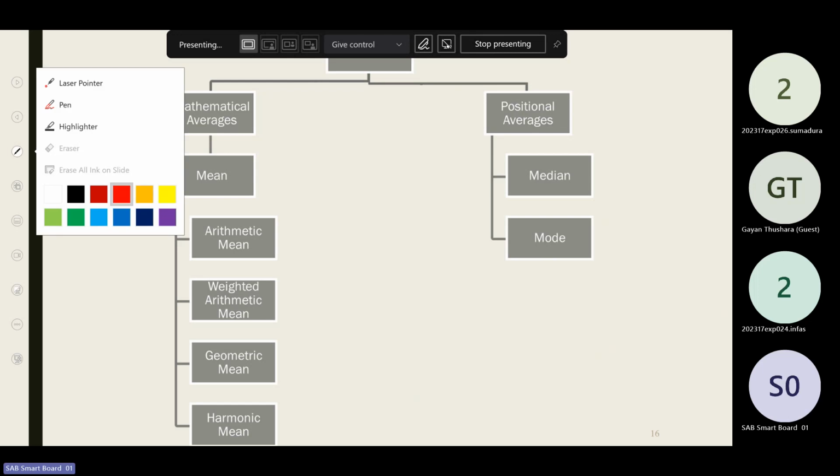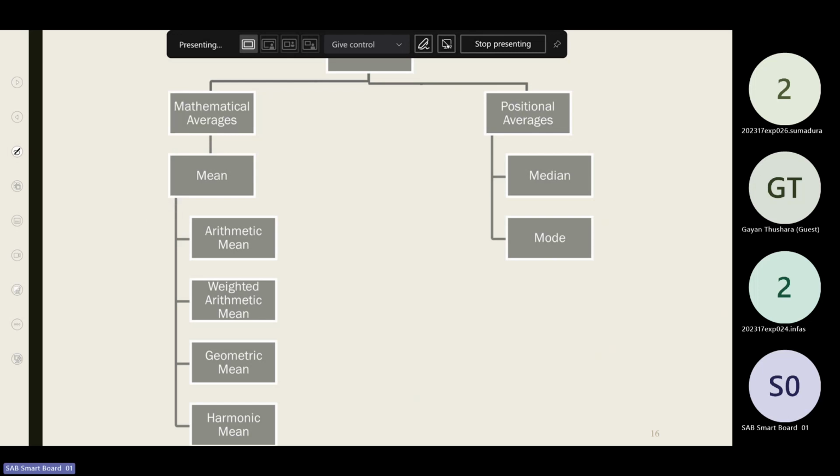So here we have the full picture. Here what we have is averages. These averages, the types of averages, you can classify into 2 categories: mathematical averages and positional averages.